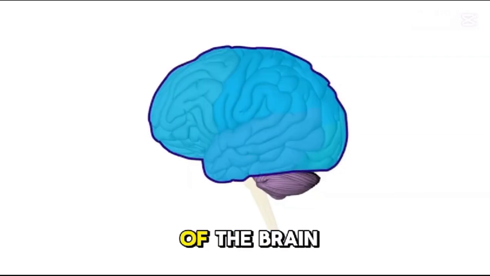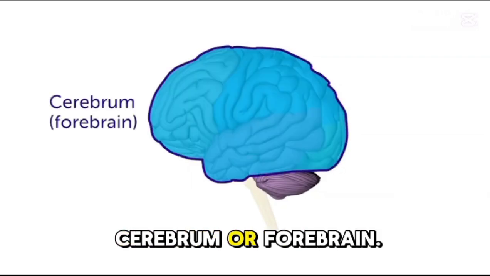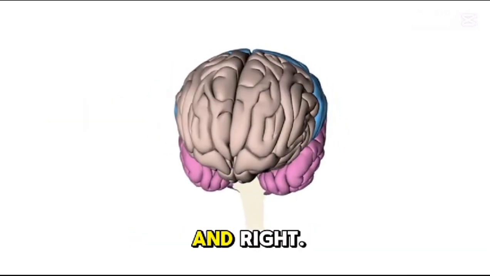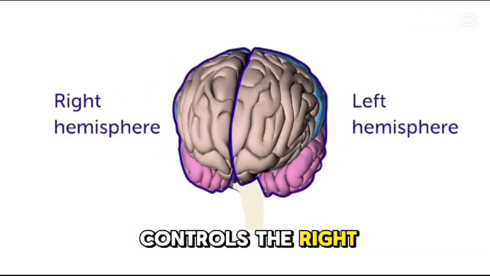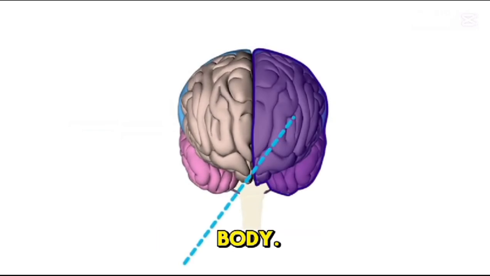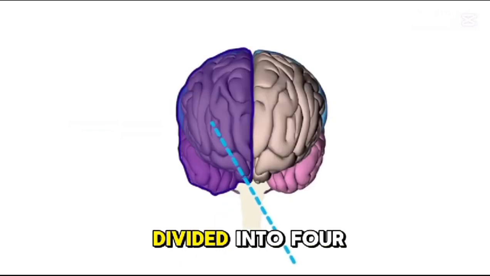The largest part of the brain is called the cerebrum or forebrain. The brain is divided into two hemispheres, the left and right. The left hemisphere controls the right half of our body. The right hemisphere controls the left half of the body. Each hemisphere of the brain is divided into four parts.